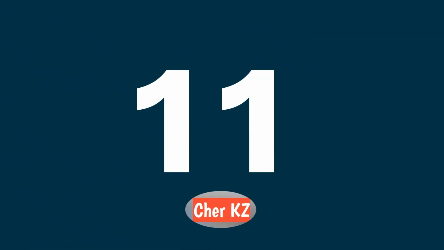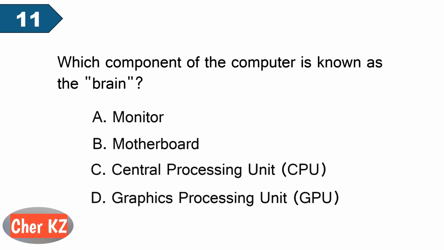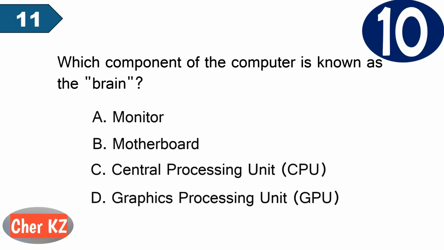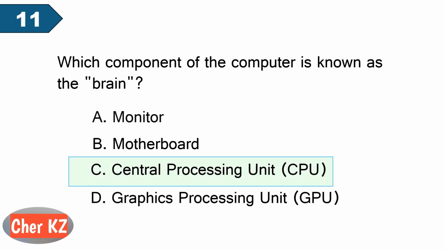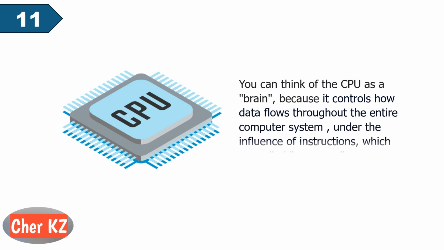Question number 11. Which component of the computer is known as the brain? The correct answer is letter C, Central Processing Unit, or CPU. You can think of the CPU as a brain because it controls how data flows throughout the entire computer system under the influence of instructions, which are called programs.